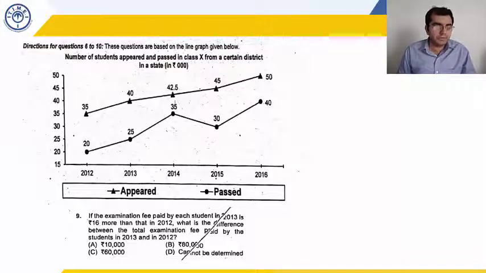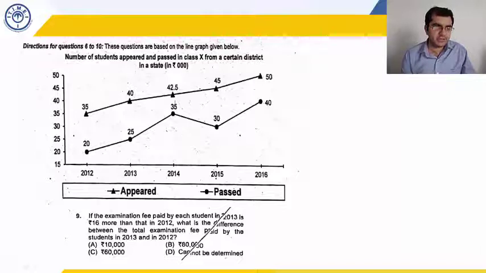The main problem here is that the number of students in 2013 is not the same as the number of students in 2012. So if you would have taken the fees of a student in 2013 as x plus 16, then in 2012 it would be x. So if you subtract these two, 40 into x plus 16 minus 35x, you don't get a constant answer. Are you getting the point?